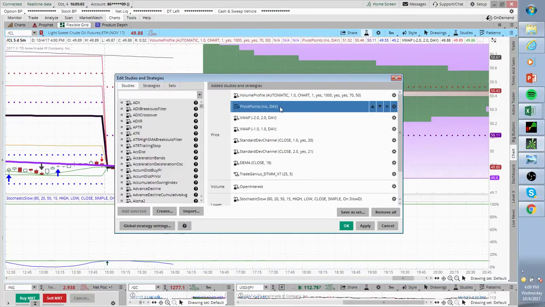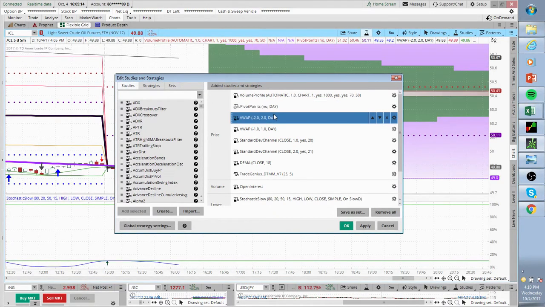Then you also want to have pivot points set up. The pivot points are for the day. You don't need the weeklies. Then you want to have set up what's called VWAP, which is volume weighted average price. You want to set up two sets of them: 2 standard deviations and 1 standard deviation. And that frames the day.